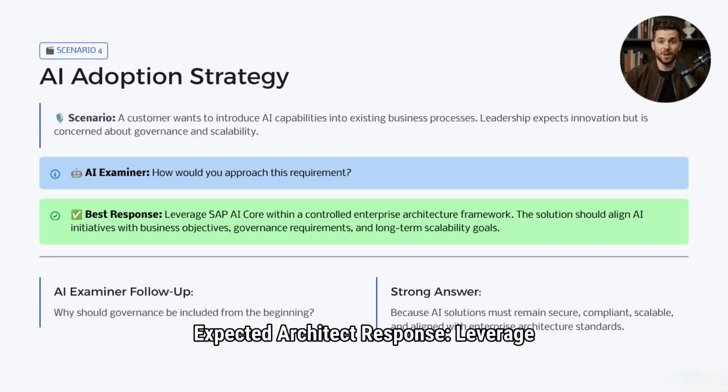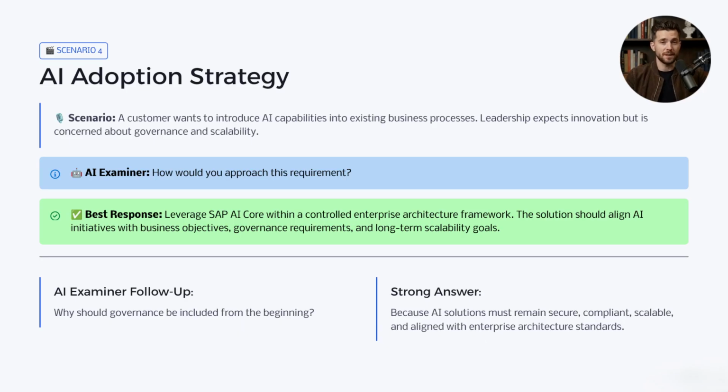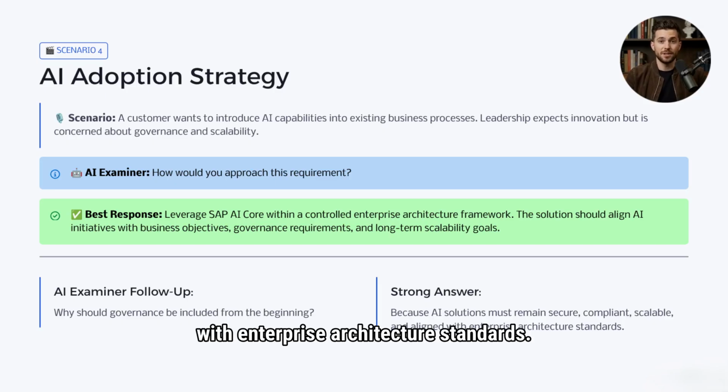Expected architect response: leverage SAP AI Core within a controlled enterprise architecture framework. The solution should align AI initiatives with business objectives, governance requirements, and long-term scalability goals. AI examiner. Follow-up: why should governance be included from the beginning? Strong answer: because AI solutions must remain secure, compliant, scalable, and aligned with enterprise architecture standards.